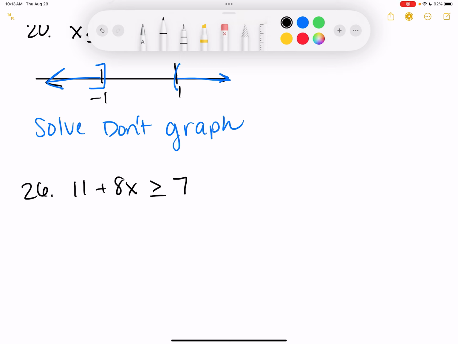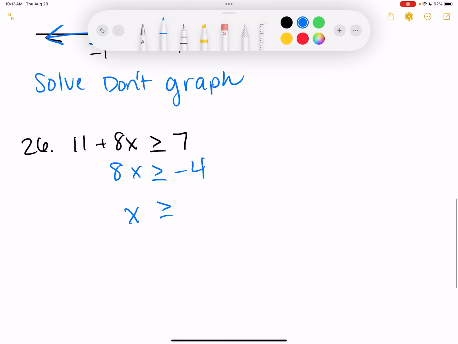Alright, so subtract 11, so 8x is greater than or equal to -4. Divide by 8, so x is greater than or equal to... I thought it would be less than because you have to flip it around, right? No, only if you multiply or divide by a negative. Yeah, that's what I did. I thought it was gonna be smart. -1/2. So that's -4/8, or x is greater than or equal to -1/2.